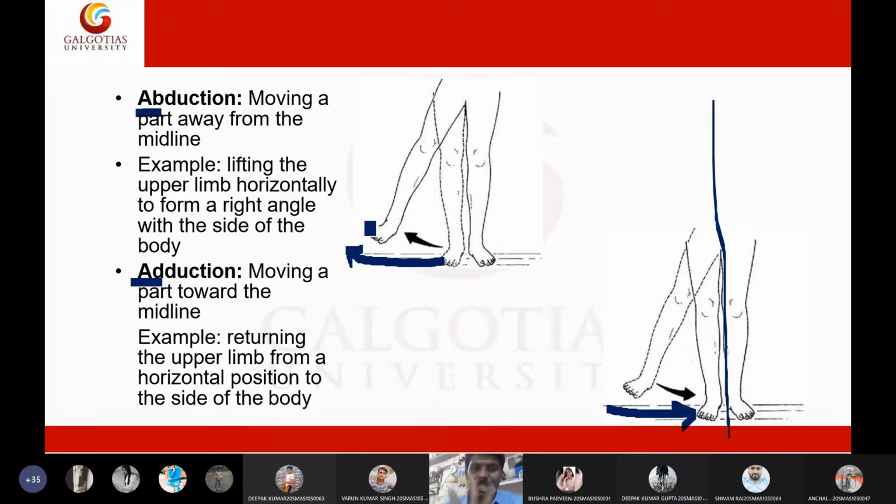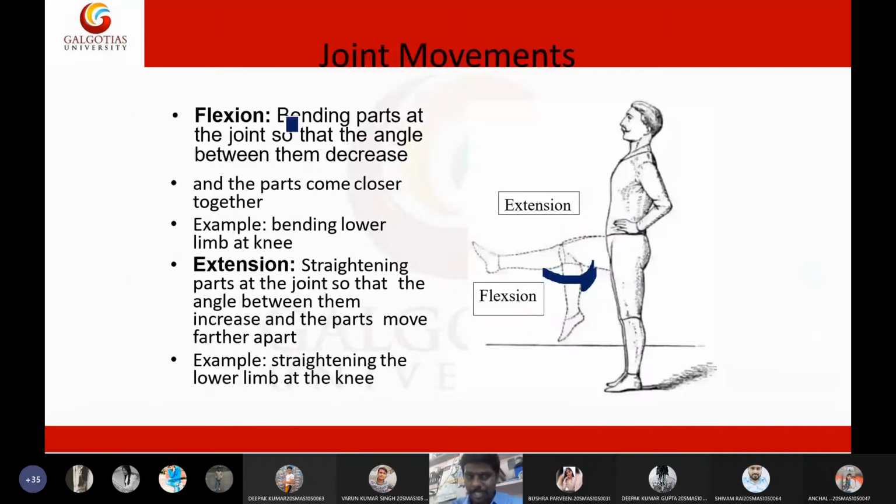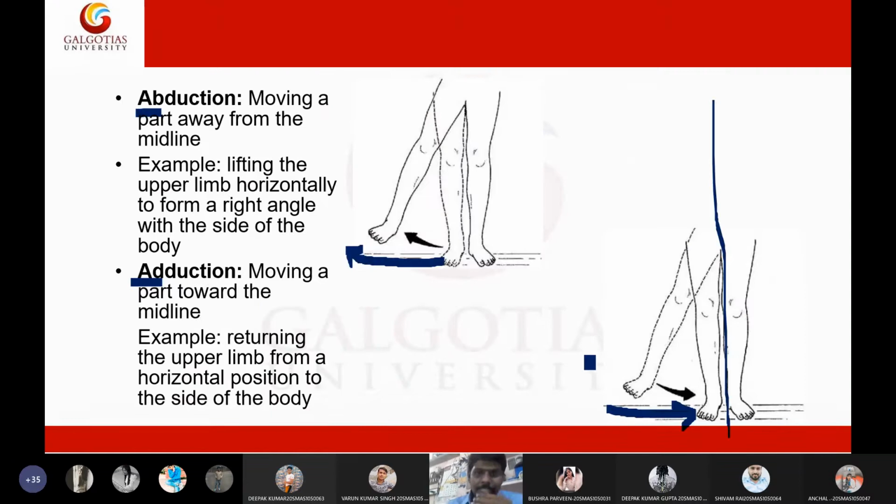So far I have given four body movements. One is extension, other one is flexion. Flexion means the angle will be decreased, whereas extension means angle will be increased. Adduction means movement of limbs towards the central axis, whereas abduction means movement of the limbs away from the central axis. Abduction means moving away from the body midline, whereas adduction means bringing towards the body center line.